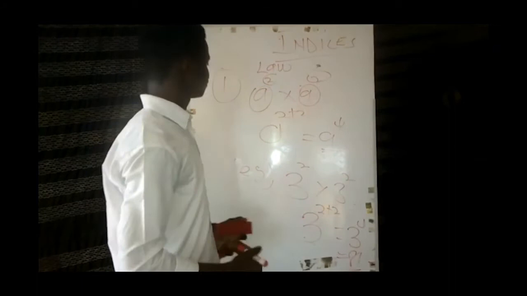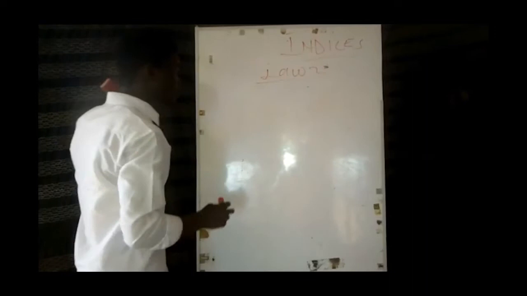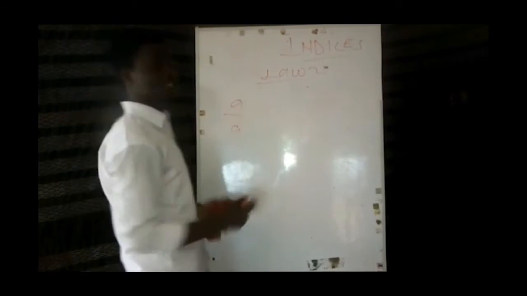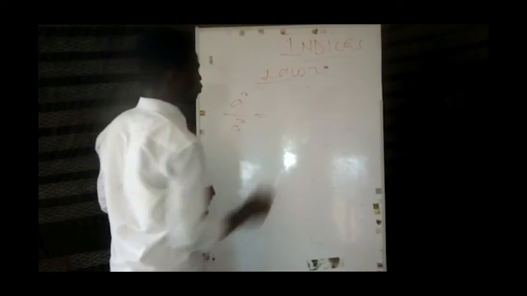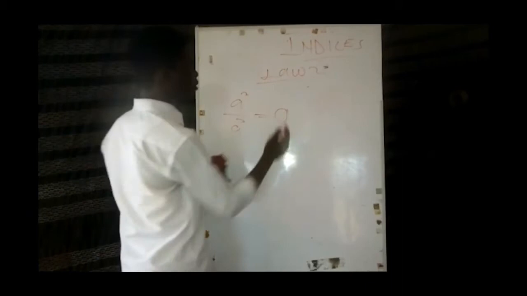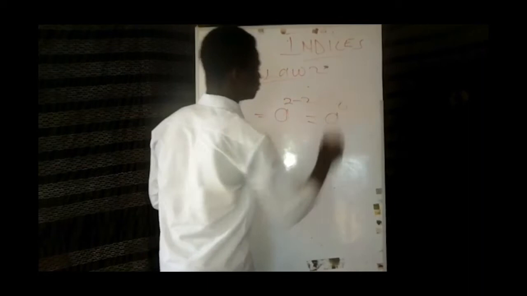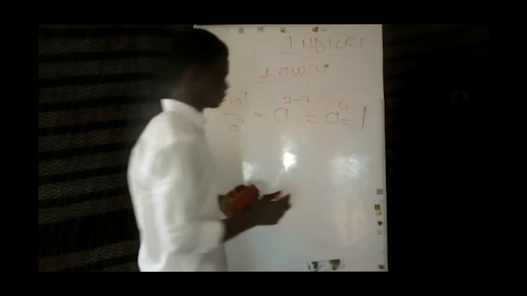So let's go straight to the second law. The second law says that if the bases are the same and they are divided, you just subtract the powers. So you have a exponent 2 here. You choose one base, the base A. If they are dividing, the law says you subtract. So 2 minus 2 gives you A exponent 0. So any time you see A exponent 0, that means A equals 1. Any number exponent 0 equals 1.